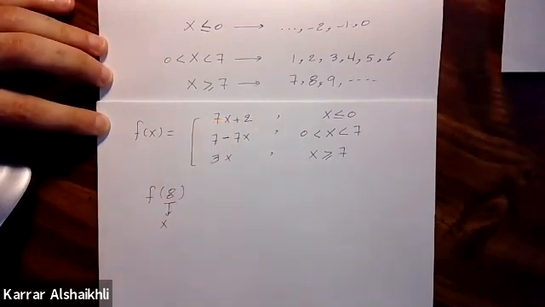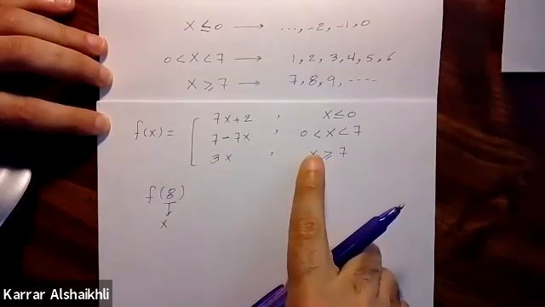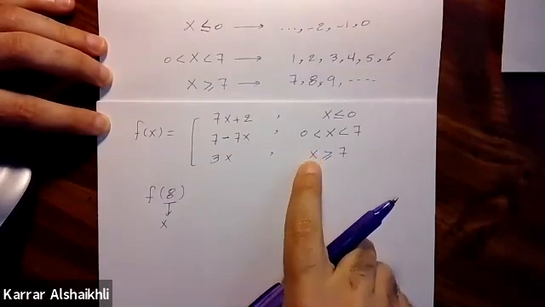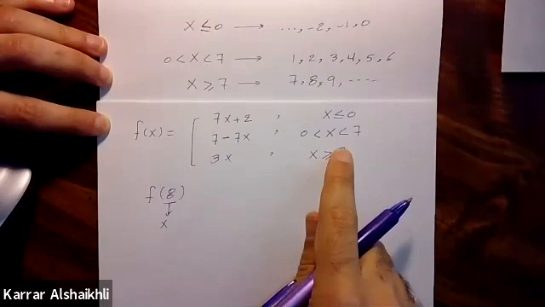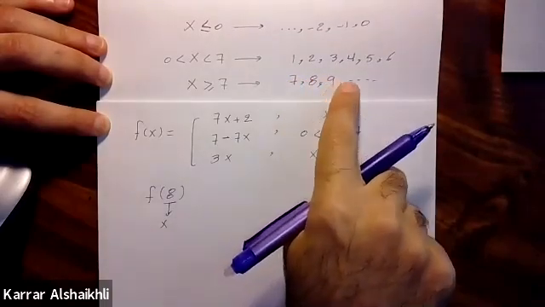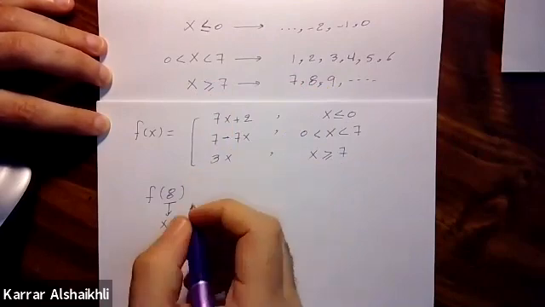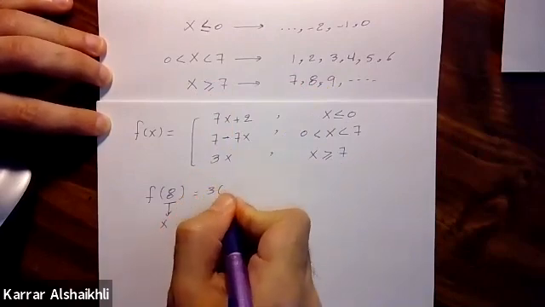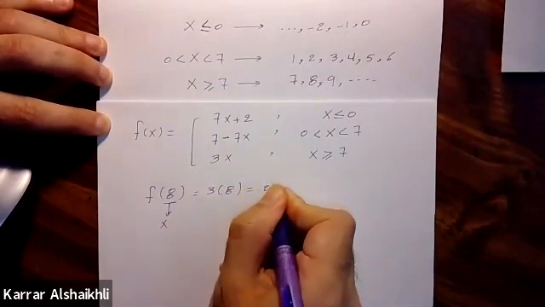Someone tell me. 3x. 3x goes with the third piece. Why? Because here the condition says all the numbers greater than or equal to 7. So it's going to be 7, 8, 9, and keep going. 8 belongs to this piece. So it's going to be 3 times 8, which is 24.